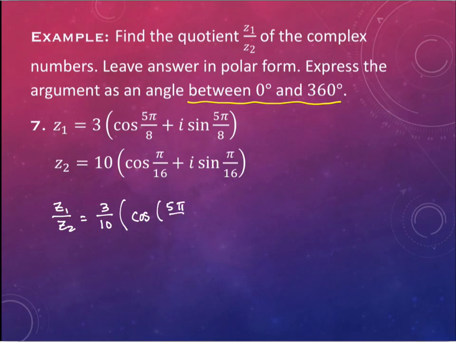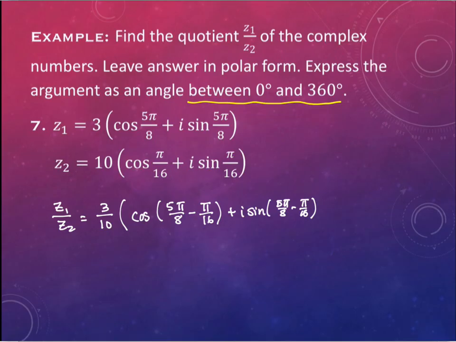So cosine of 5 pi over 8, keep going, Lydia, minus pi by 16, plus I sine of 5 pi by 8 minus pi by 16. Okay. Is that all right?